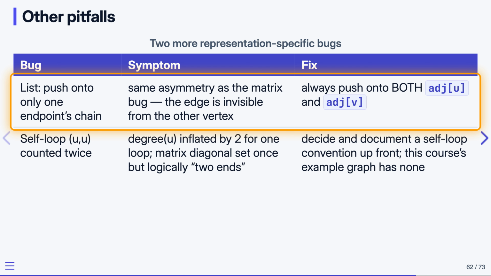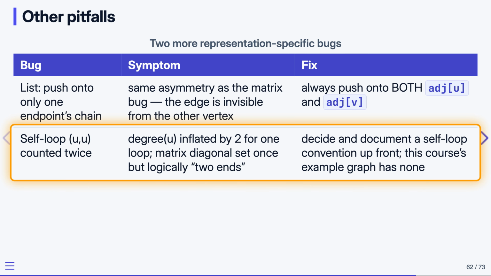The first one is the list version of the same mistake. You push the edge onto only one endpoint's chain. The symptom is the same asymmetry as the matrix bug. The edge is invisible from the other vertex. The fix is to always push onto both edge at index U and edge at index V.